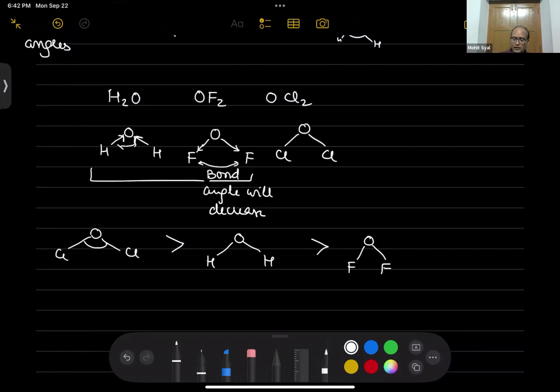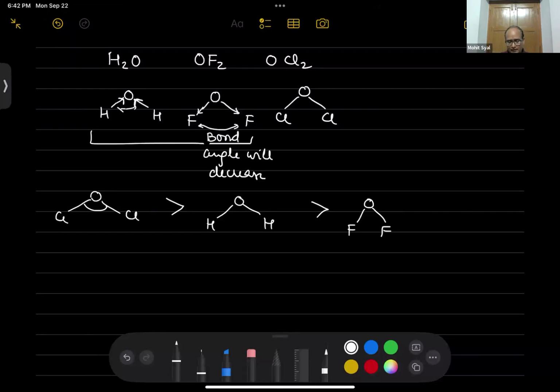So chlorine was also electronegative, but all of a sudden what happens? Actually, the size of the chlorine is much larger. And they can't reduce their bond angle, they have lone pair, so repulsion has taken place. Is it clear or not? Yes. So bond angle will decrease if you have electronegative substituent.